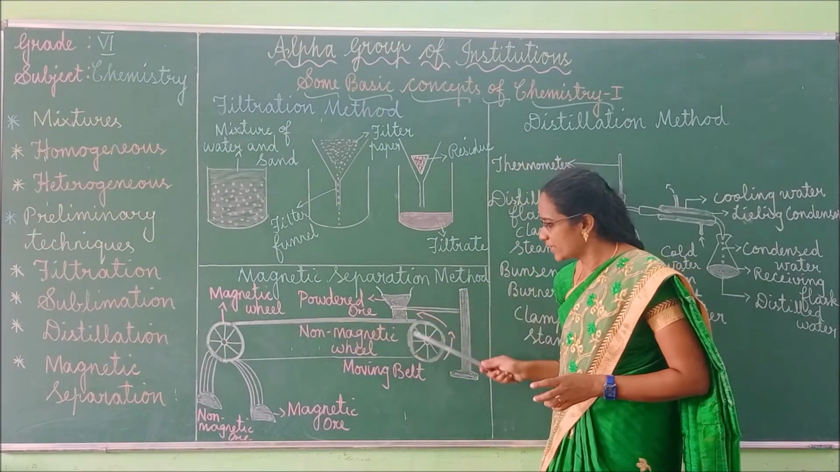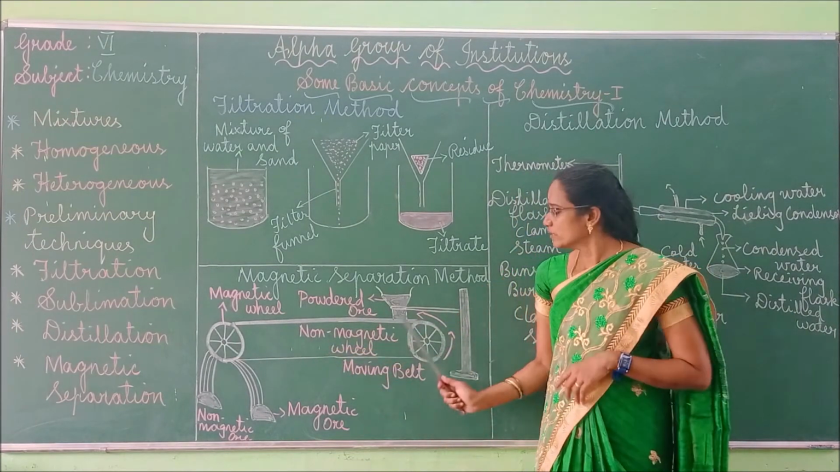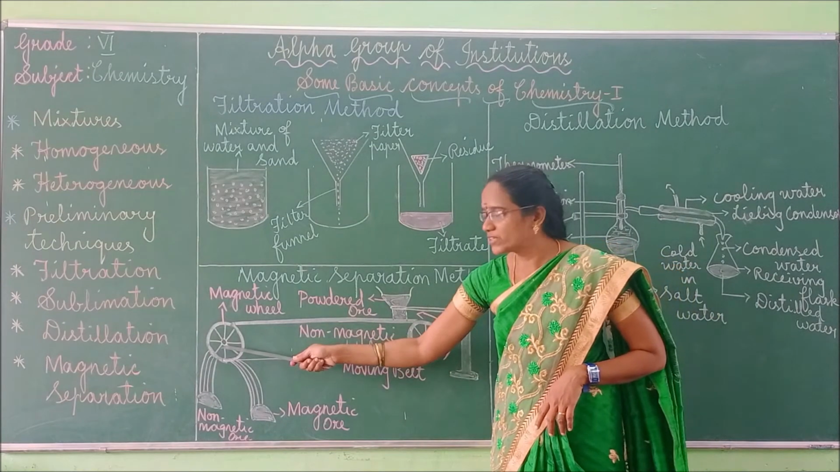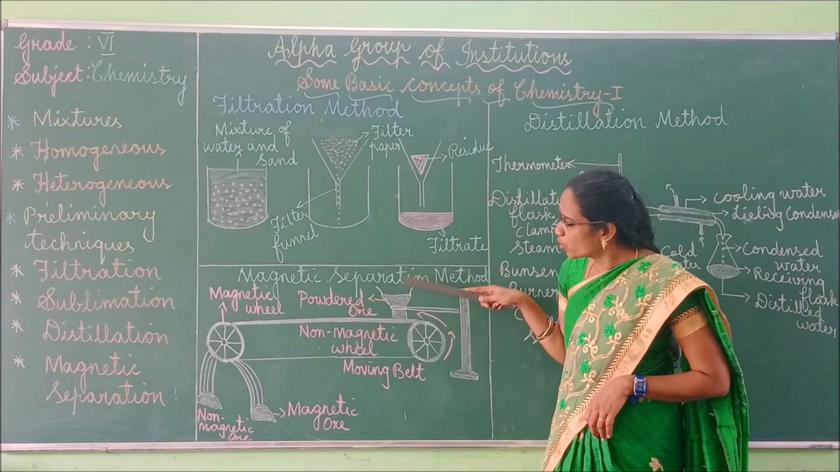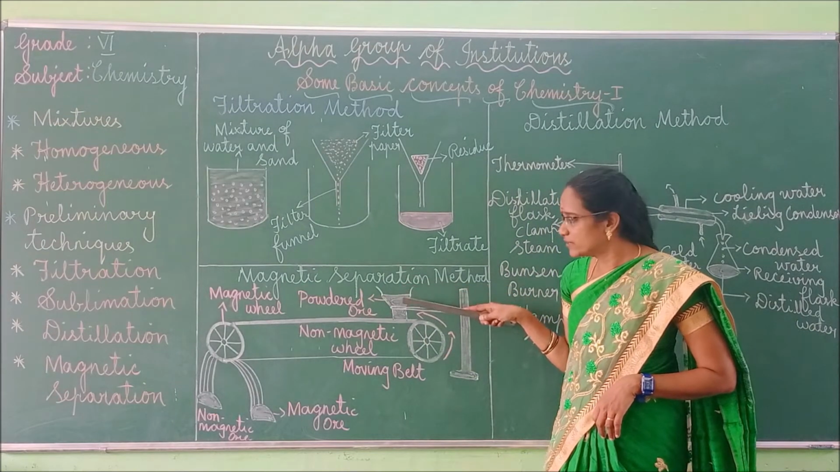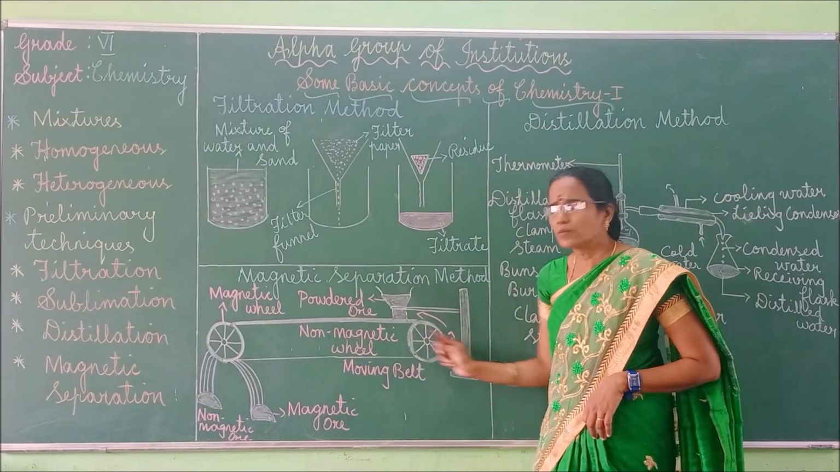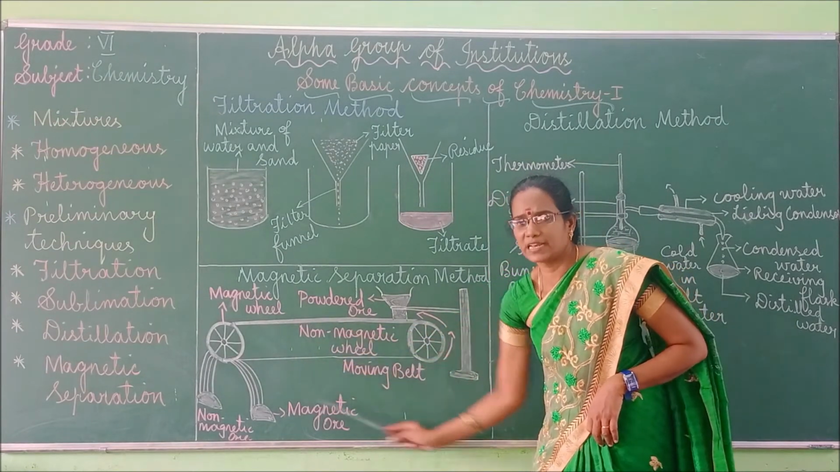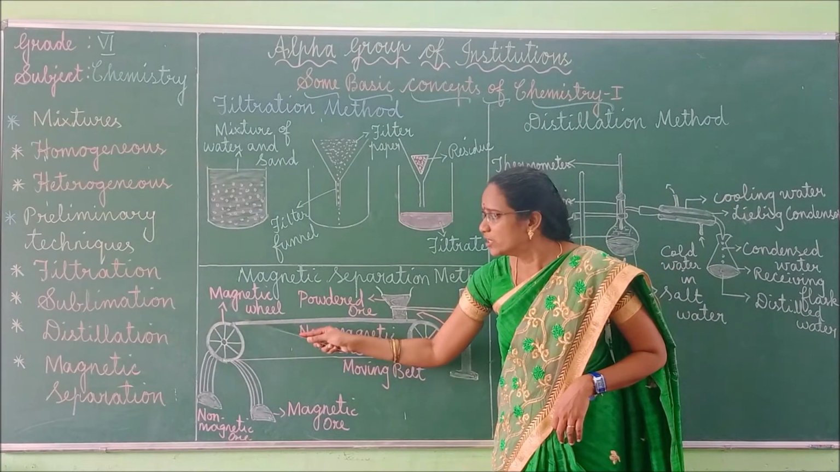This is the conveyor belt and it is attached with 2 wheels. Okay, from these 2 wheels, one of the wheels is magnetic in nature. If you pour the ore materials, it moves continuously. This conveyor belt moves continuously like this.